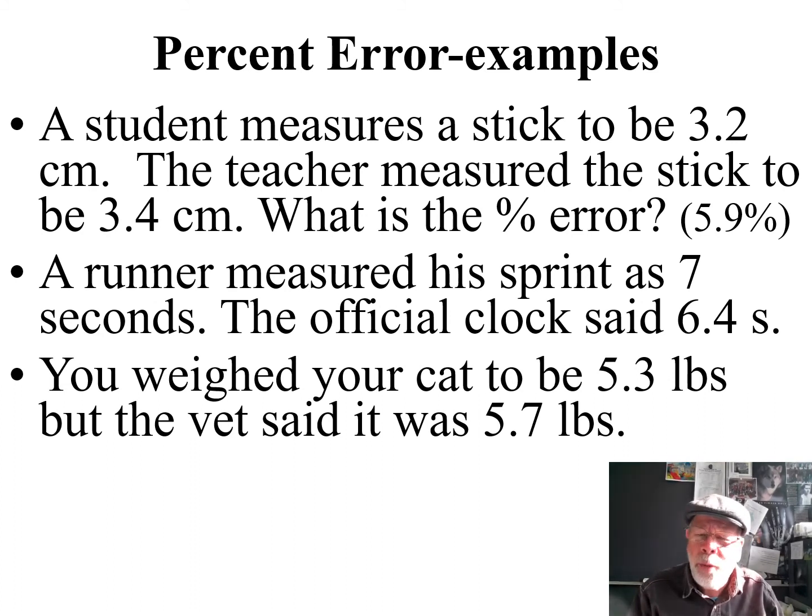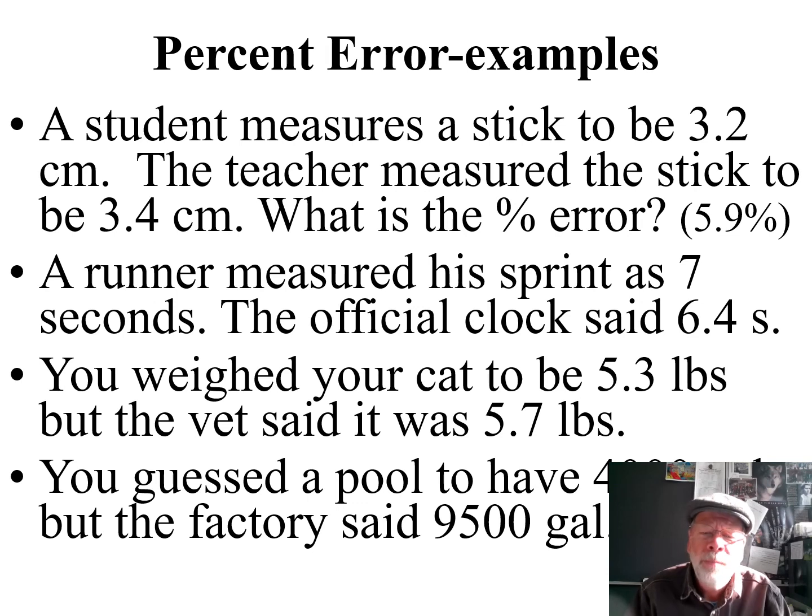You weigh your cat to be 5.3 pounds, but the vet said 5.7 pounds. Okay? Percent error equals difference from accepted value divided by accepted value. Now substitute in. The difference would be 5.7 pounds minus your 5.3 pounds, or 0.4 pounds, divided by, what's the accepted value? Well, the vet said 5.7. We'd have to think the vet is more correct. So divided by 5.7 equals, it's a tiny number. Multiply by 100, put a percent sign at the end, and we get 7%.